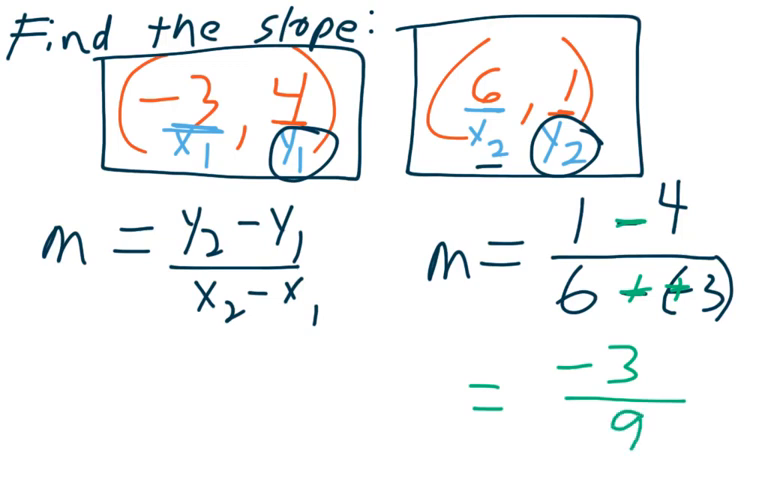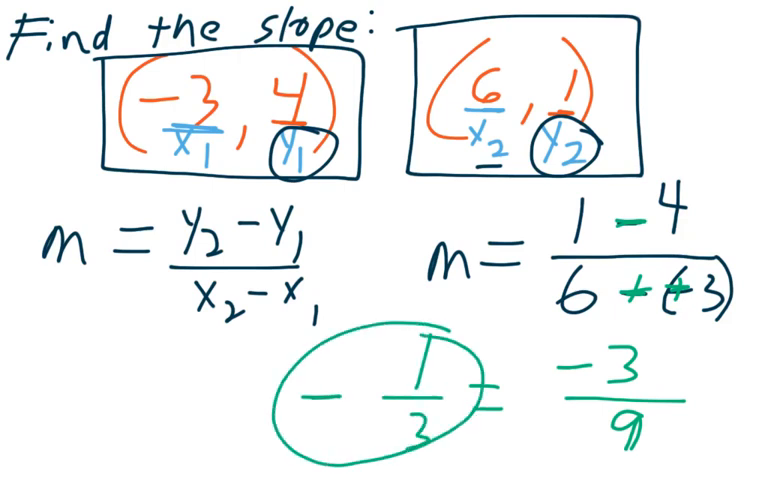Once we do our math for our final answer, we want to make sure we simplify that. 3 over 9 simplifies to 1/3, so our final answer is -1/3.